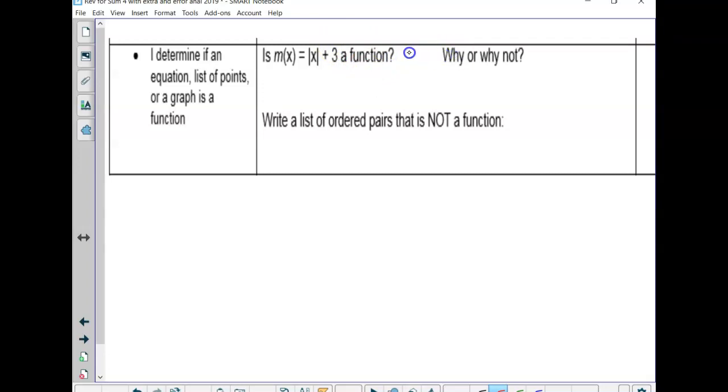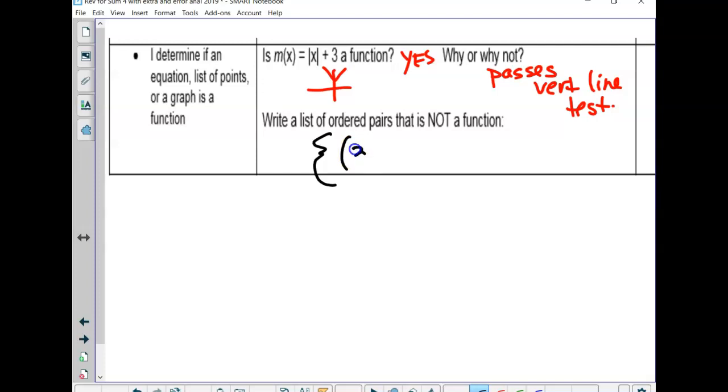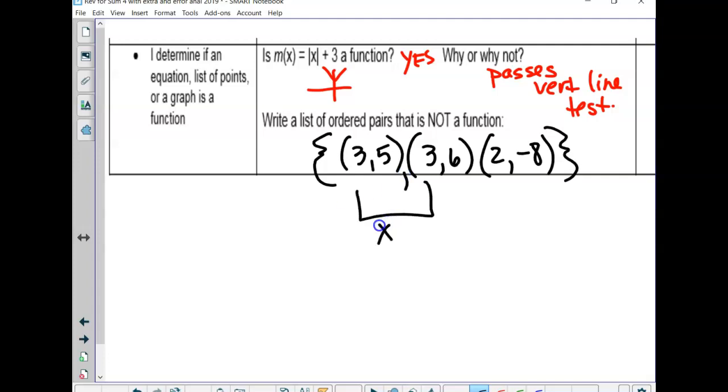Yeah, pass the vertical line test would be fine. You could graph this on your calculator. It would look like that. How would you write a list of ordered pairs that is not a function? 3, 5, 3, 6, 2, -8. There's 3 ordered pairs that fail because the x's repeat with different y's. Everybody good? That would be a fail.